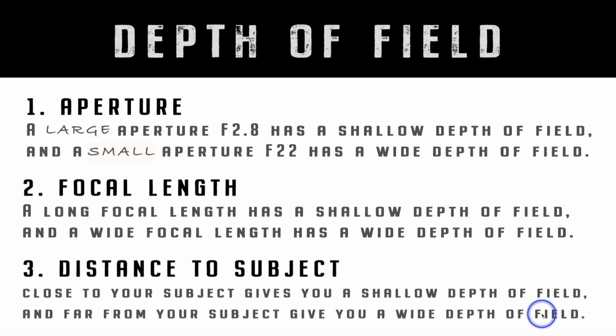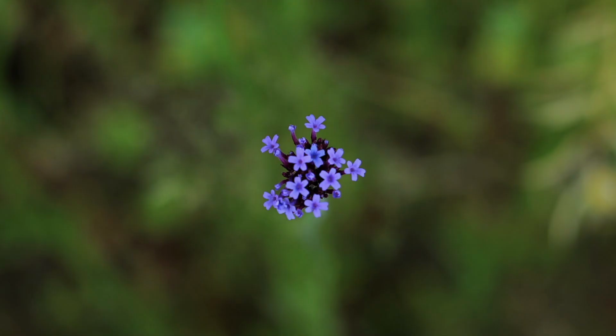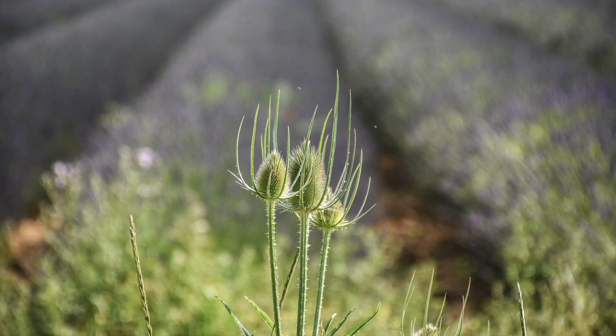So let's go ahead and take a look at some examples of images in depth of field. All right, so we're looking at this very first image. You can see you cannot even see the background. Because this flower is really small, we must be really close to our subject. And because we are so close to our subject, the background is going to be out of focus. We could also have a very large aperture, meaning a small f-stop number, and that is also going to contribute to the shallow depth of field.